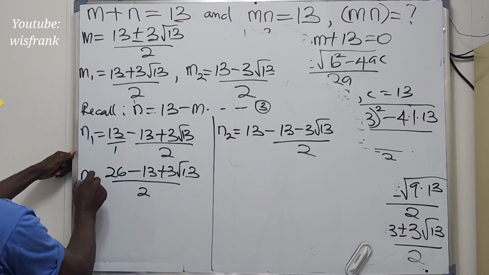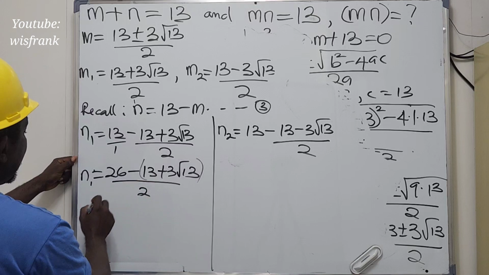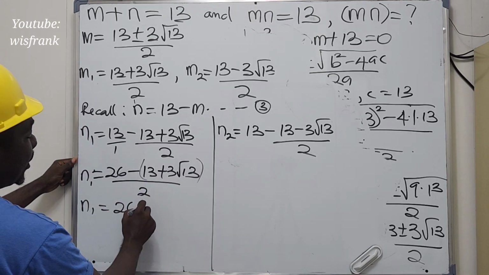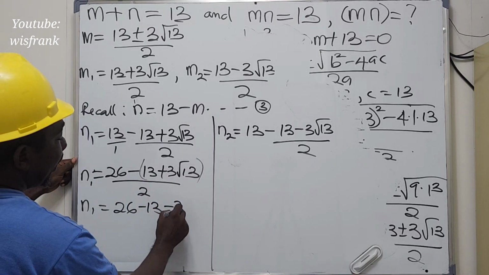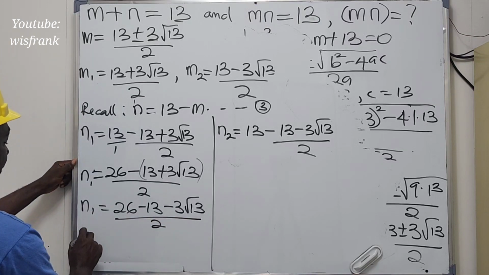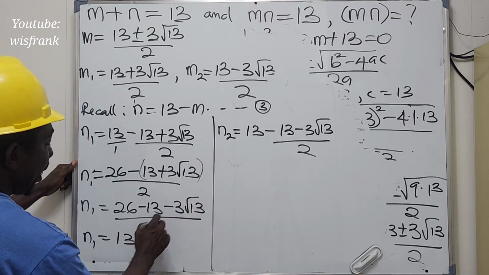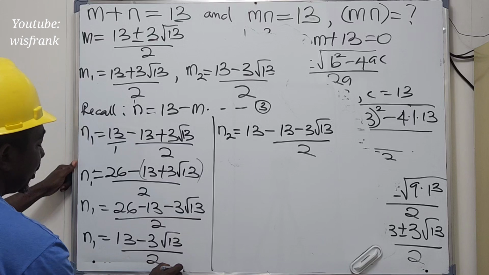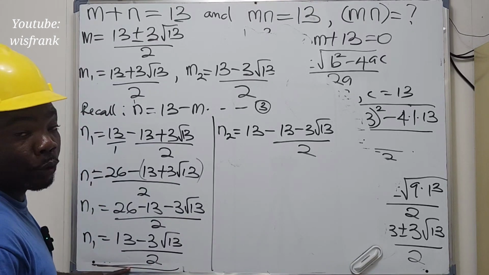So in this case, we have parentheses here. Expanding this, n1 equals 26 minus times 13 will become minus 13. Minus times plus 3 will become minus 3 root 13, all over 2. In this case, our value of n1 equals 26 minus 13, which is 13, minus 3 root 13 all over 2. So this is the value of n1 that we have. Our m1 is this, then our n1 is this.